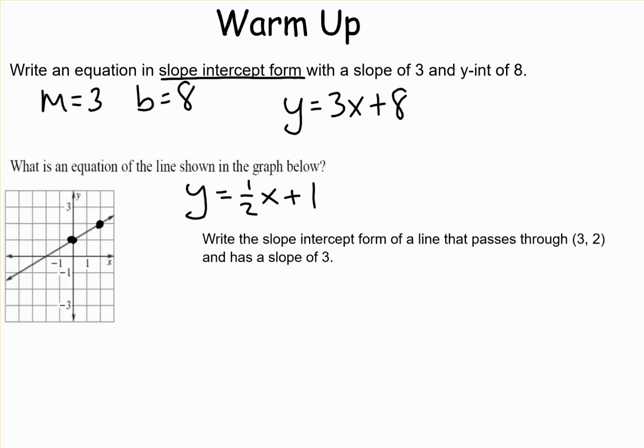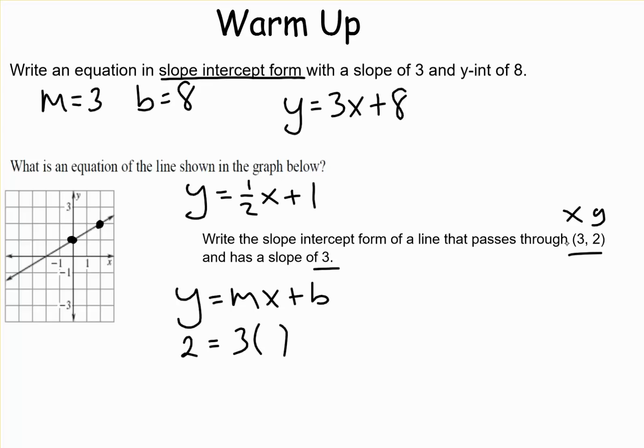Write the slope-intercept form of a line that passes through (3, 2) and has a slope of 3. So slope-intercept form is y equals mx plus b. We've got an x value and a y value, so we're going to substitute those in. 2 equals 3 times x, which is 3, plus b. So 2 equals 9 plus b.